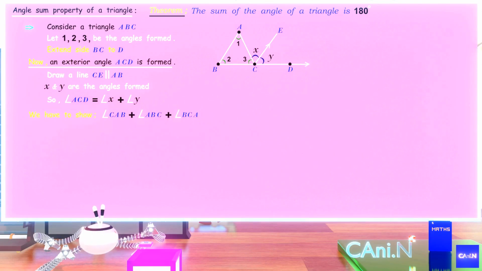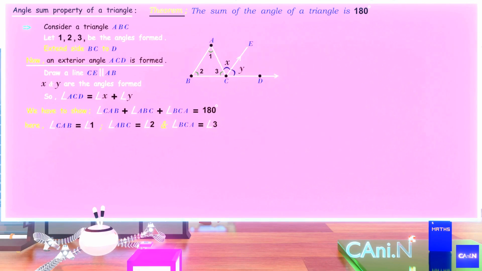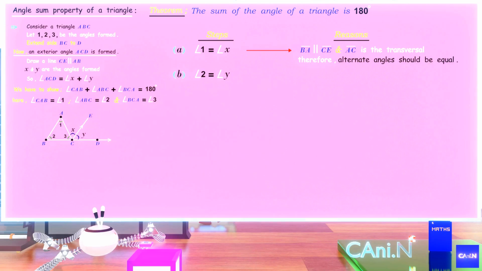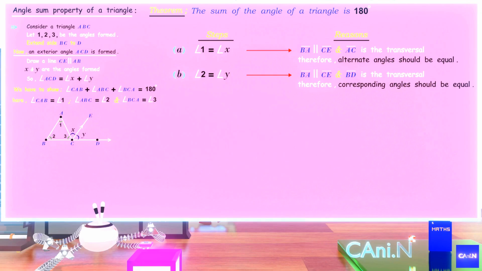So, angle ACD equals angle X plus angle Y. We have to show angle CAB plus angle ABC plus angle BCA equals 180 degrees. Here, angle CAB equals angle 1, angle ABC equals angle 2, and angle BCA equals angle 3. So, angle 1 equals angle X. Reason is, line segment BA is parallel to CE and AC is the transversal. Therefore, alternate angles should be equal. Also, angle 2 equals angle Y, since line segment BA is parallel to CE and BD is the transversal. Therefore, corresponding angles should be equal.